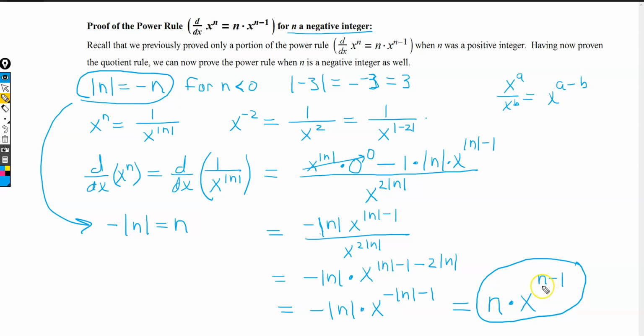So we have now proven the power rule for the case when n is a negative integer, as well as a positive integer, which we had proven earlier. All right, and that does it for our discussion of the quotient rule.